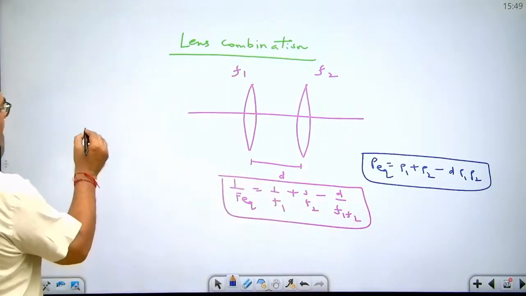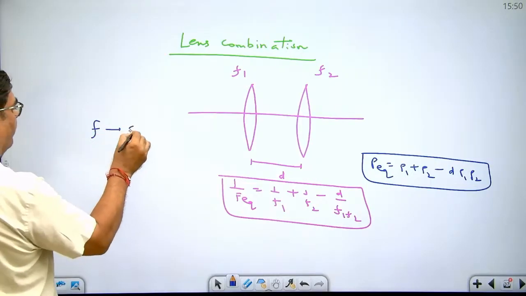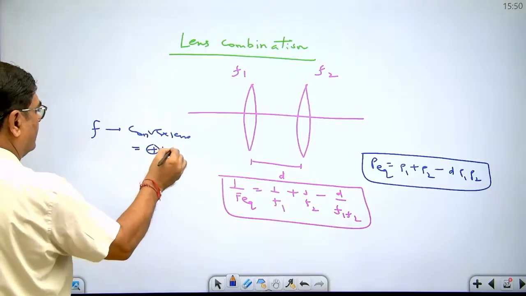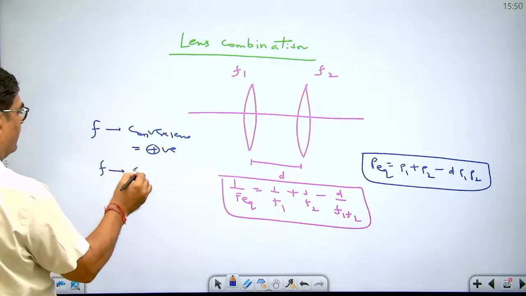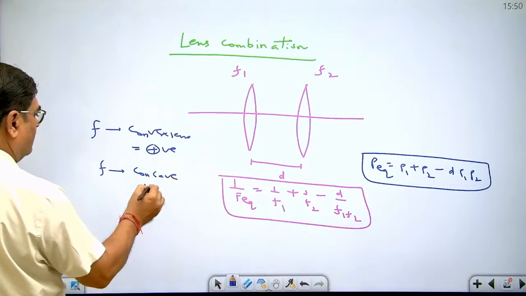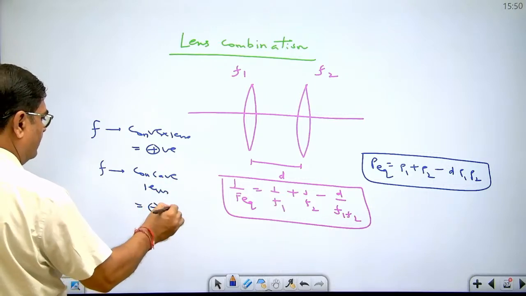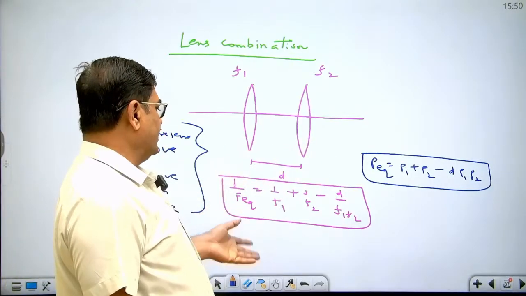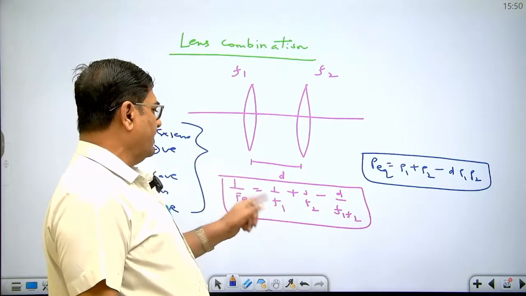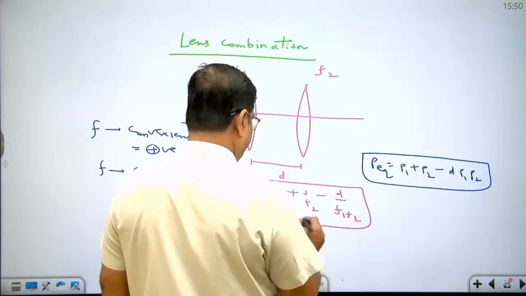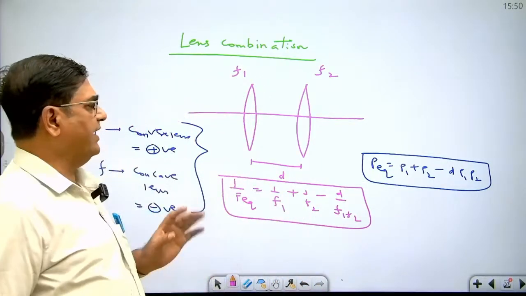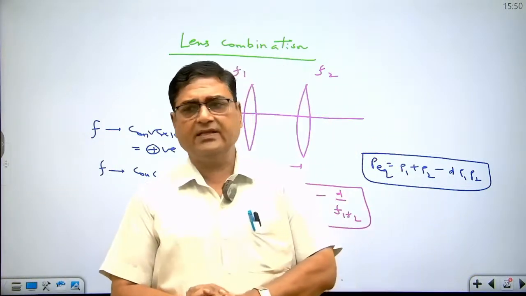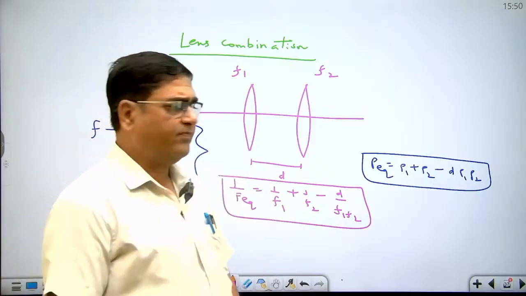Remember, in numerical problems, focal length for a convex lens we will take positive, and focal length for a concave lens we will take negative. When the separation between optical centers is 0, then directly 1 upon f equivalent becomes 1 upon f1 plus 1 upon f2. Like that we can add. Now dear student, let's see what happens in the case of cutting of a lens.